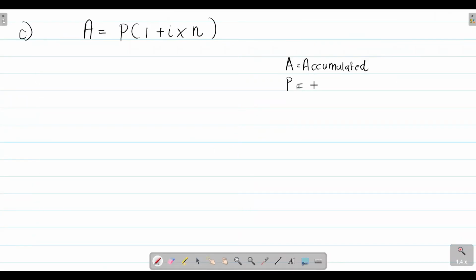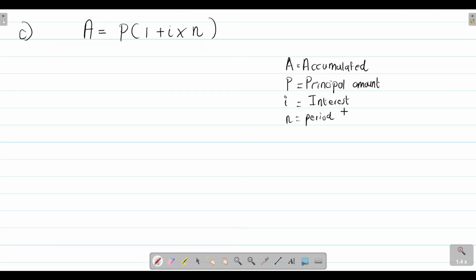So the P is the principal amount. So it's either the amount that you borrowed from the bank or the amount that you've basically now deposited into your account. So that's your principal amount, okay. Your I is the interest rate. Remember, your interest rate is always calculated by taking your interest rate and dividing it by 100, and your N is your period.